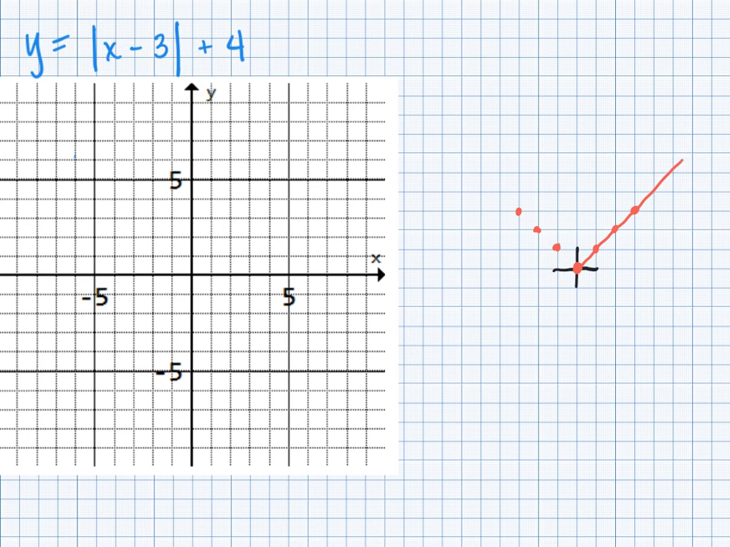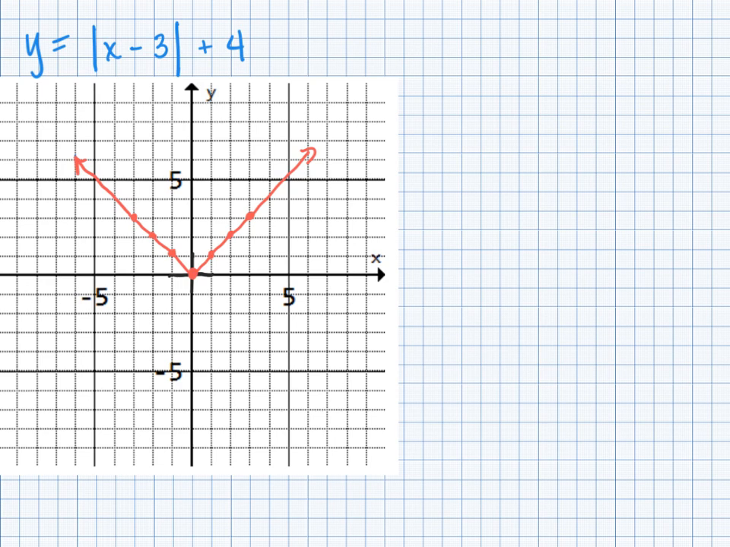The reason that works is absolute value is the distance from 0. So if I have the absolute value of 5 or I have the absolute value of -5, either way, my y value is going to be 5. And that came off just a little bit. So there's my parent graph.